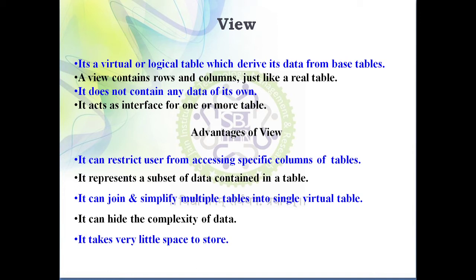Then it can hide the complexity of data. We have taken the example of an ATM. Intentionally the database information is hidden from the user, and it takes very little space. Why does it take very little space? Because it does not consist of any kind of data, it's only an empty table. That's why we can say that it takes very little space.